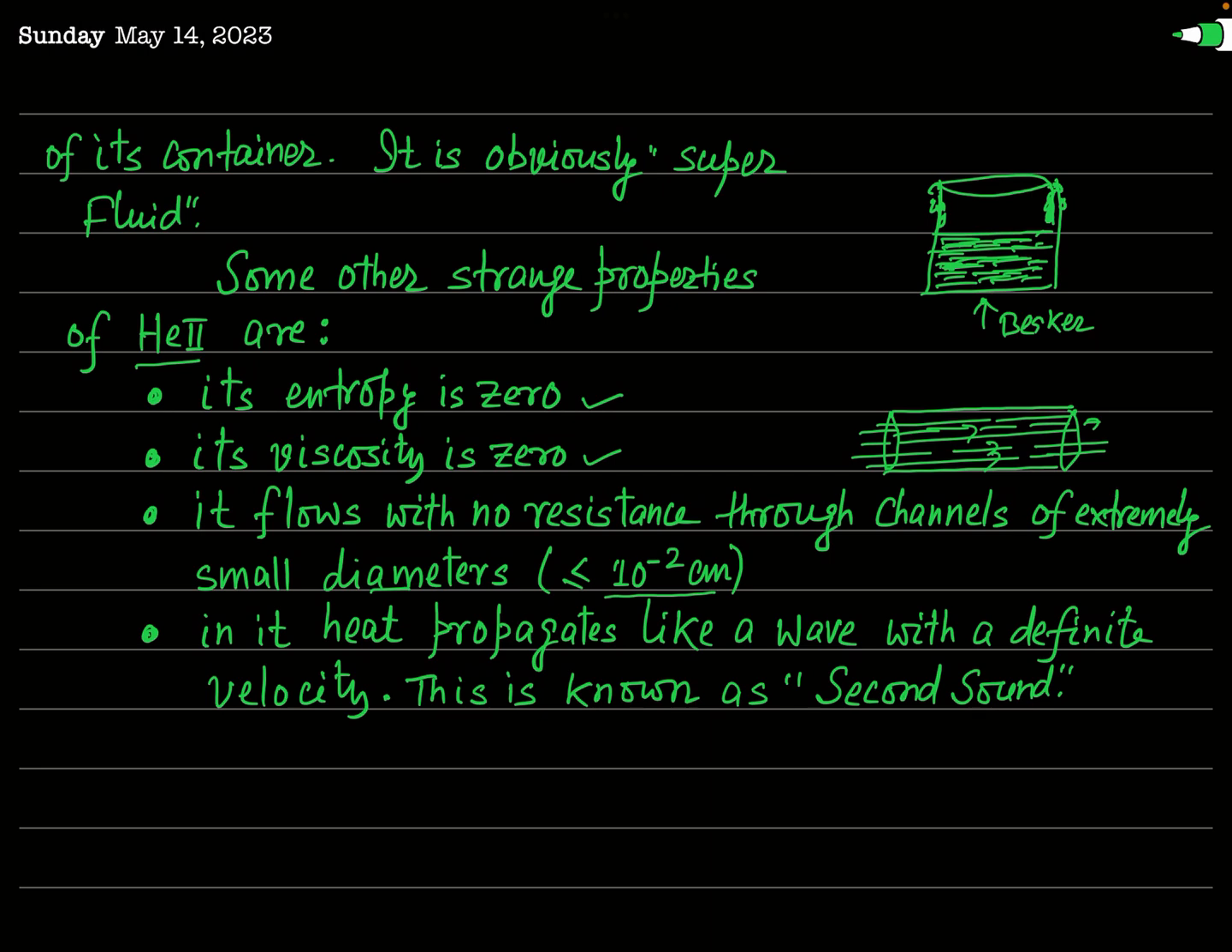Now, in the case of helium II liquid, when heat passes through this liquid, it behaves like a wave. It means heat propagating through helium II behaves like a wave, and it moves with a definite velocity. This wave is also called second sound. The problem of second sound is a separate problem. It is also a very important application of Bose-Einstein statistics, which we will see in the forthcoming lecture. So these are some specific, strange properties of helium II.